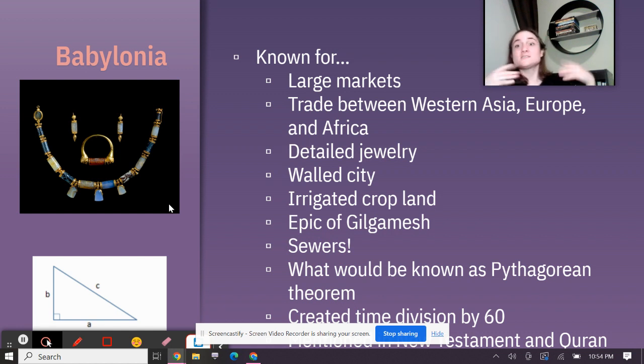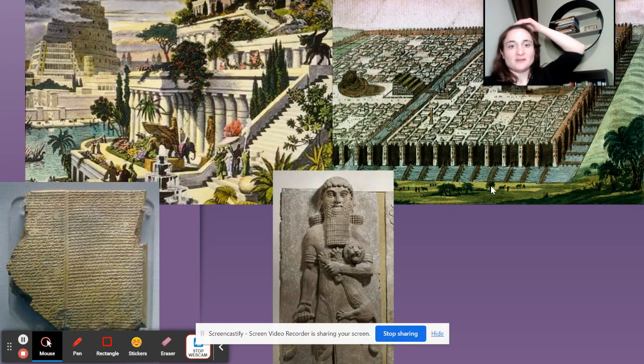They also had sewers in Babylonia. Yes. So they would take kind of like caverns and streets for sewer and wastewater to go down. So it's away from houses and away from people. And that really cut down on the spread of diseases. They also invented what we know today as the Pythagorean theorem. And they also created time division by 60. And it is very famous because it's mentioned both in the Old Testament as well as the Quran. So it's also mentioned in holy texts.